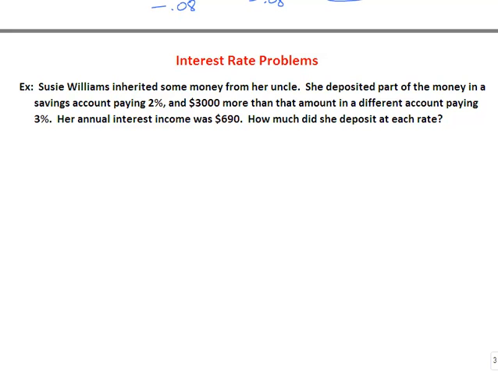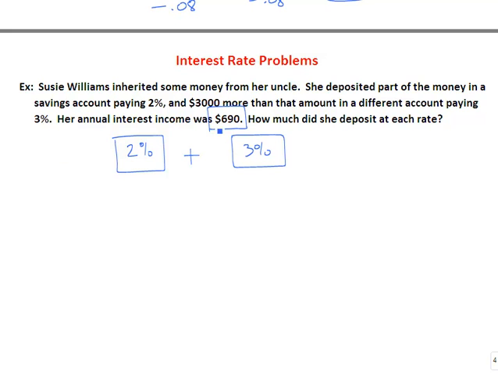So I'm going to set this up very similar to the mixture problem, but in this case, instead of having 3 boxes, we only have 2 boxes. We have 2 separate accounts going on. We have the 2% interest rate account, and in this case, the 3% interest rate account. The 2 accounts together add up to give us our total interest. So we're going to want to add up the interest we earn from the first account plus the interest we earn from the second account, and that is what this $690 totals to.